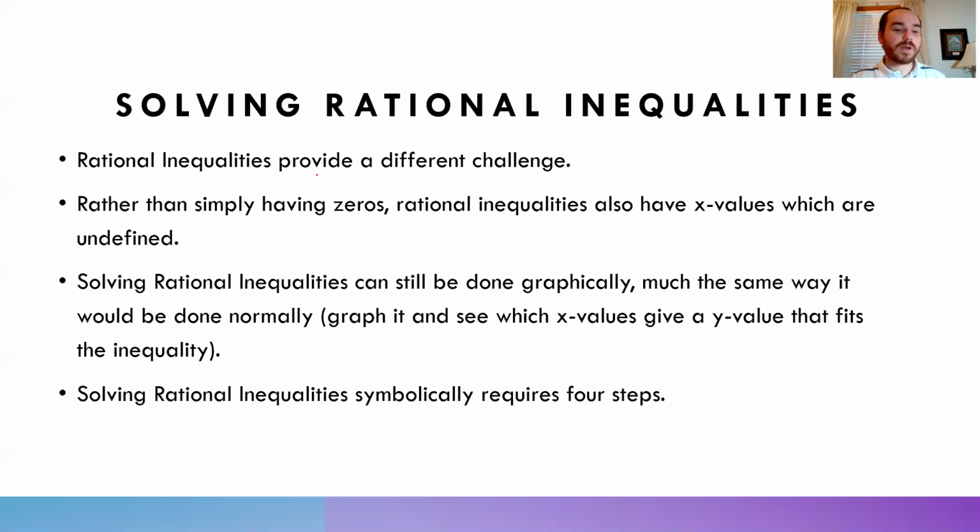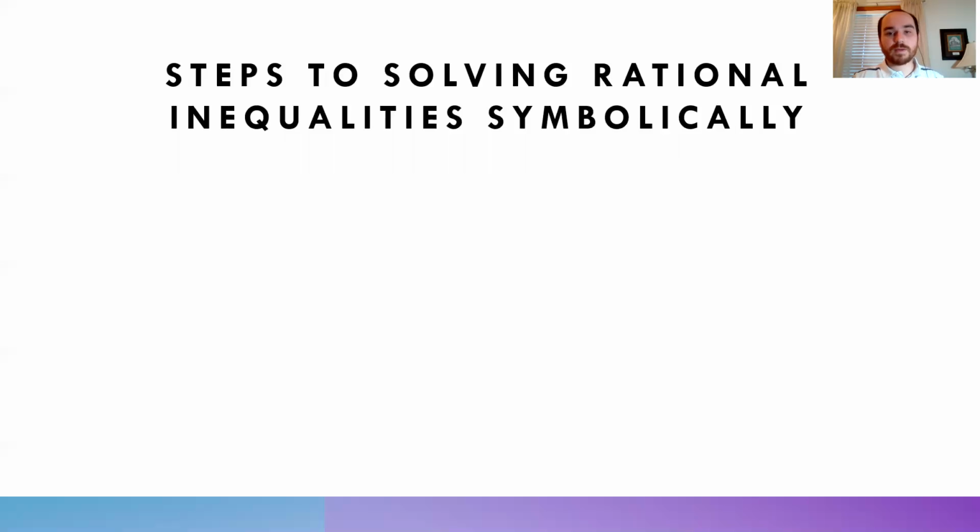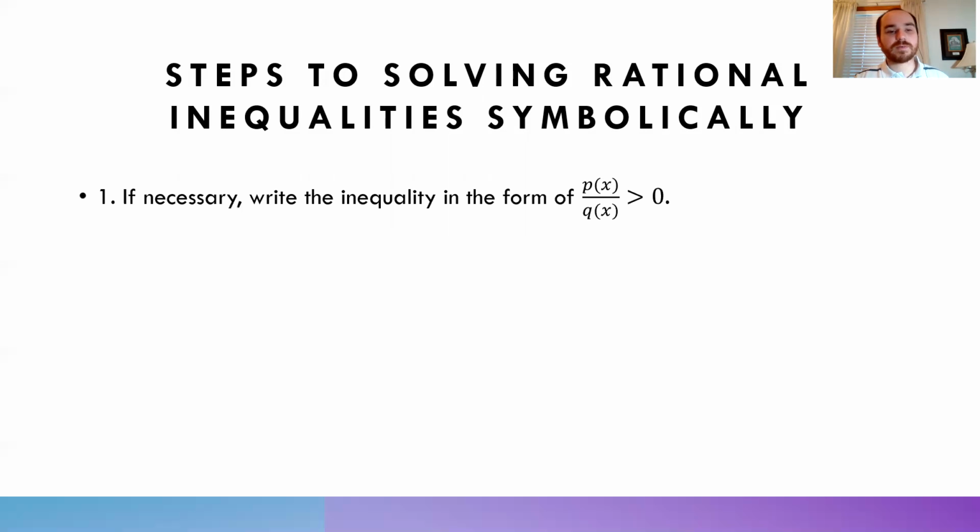Not too bad on that one. But solving rational inequalities symbolically requires 4 steps. Now, I would strongly recommend writing these 4 steps down. They're going to be relatively important, and knowing how to do this symbolically is the part that I actually care about, not so much the graphical way.